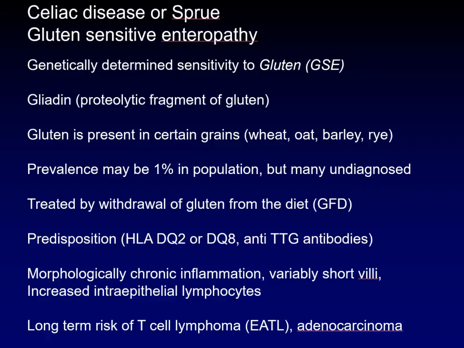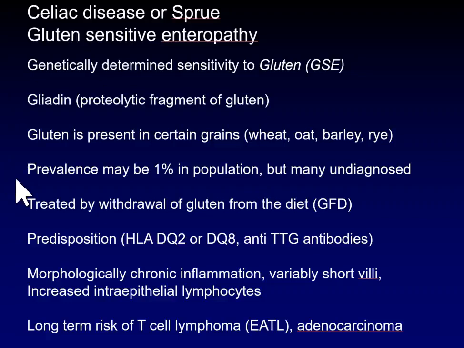The first specific disease is celiac disease, probably better called gluten-sensitive enteropathy. It is a genetically determined sensitivity to gluten. Actually, it's to gliadin, deamidated gliadin. This is a protease-resistant fragment of gluten. Gluten is present in certain grains, as you know.